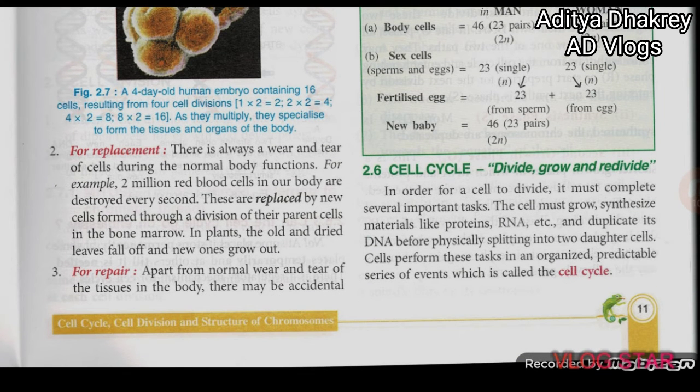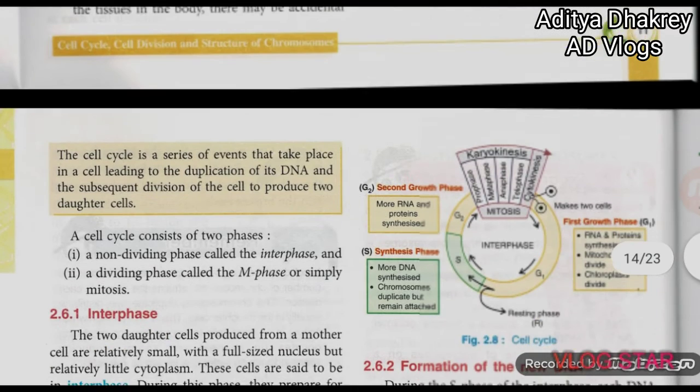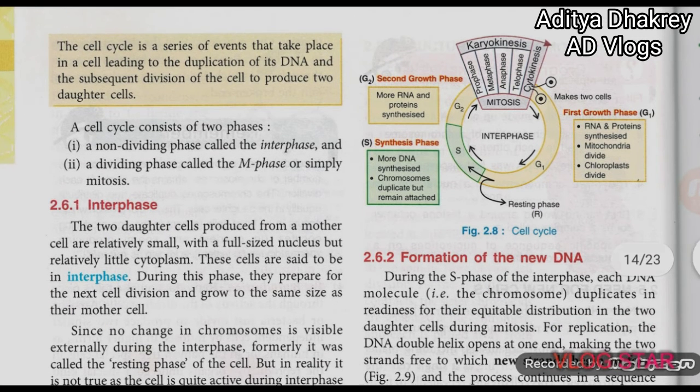Now, the cell cycle. In order for a cell to divide, it must complete several important tasks. The cell must grow, synthesize materials like protein, RNA, etc., and duplicate its DNA before physically splitting into two daughter cells. Cells perform these tasks in an organized, predictable series of events, which is called the cell cycle. The cell cycle is a series of events that takes place in the cell, leading to the duplication of its DNA and the subsequent division of the cell to produce two daughter cells.